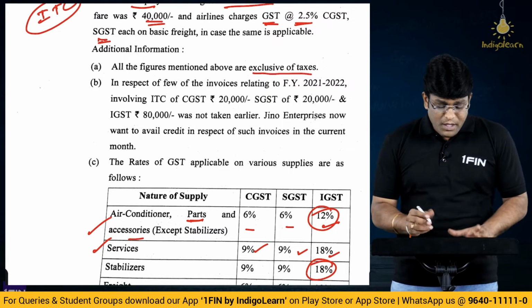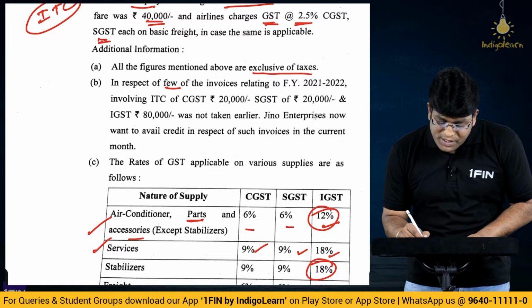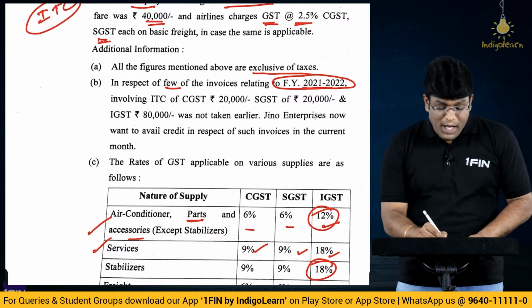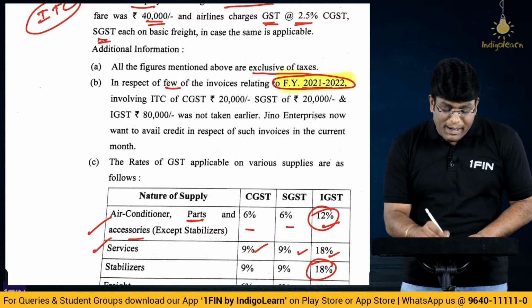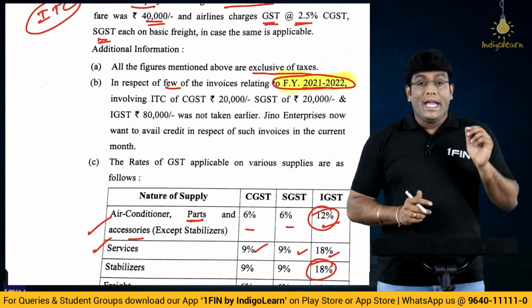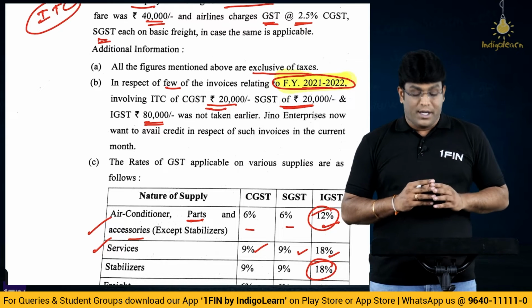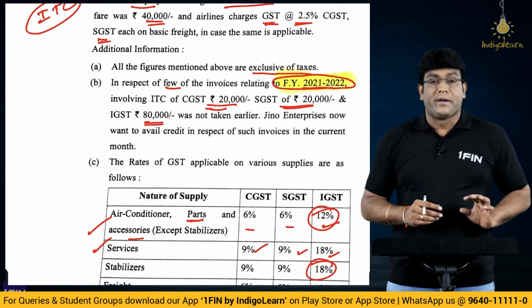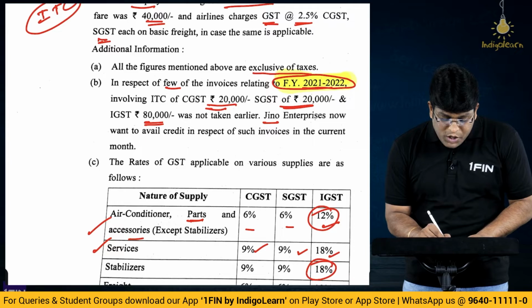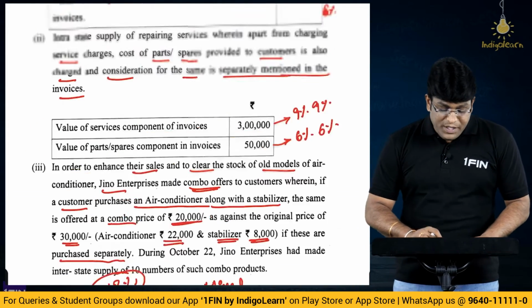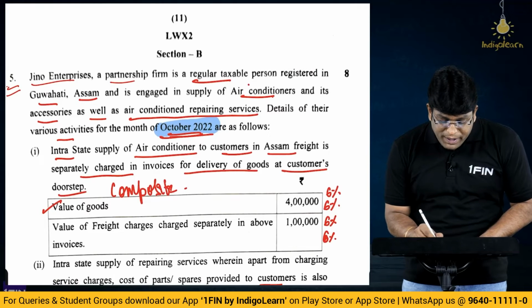Very good. And in respect of few of the invoices relating to financial year 21-22, observe carefully, they are talking about 21-22 involving ITC of CGST 20,000, SGST 20,000, IGST 80,000 was not taken earlier, and Geno Enterprise wants to avail credit in respect of invoices in the current month. And which is the current month? The current month going on is October 22.